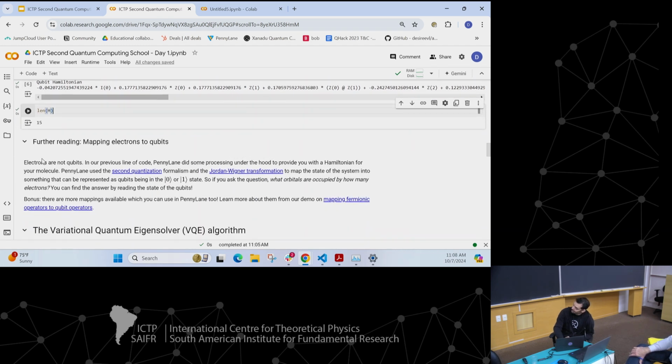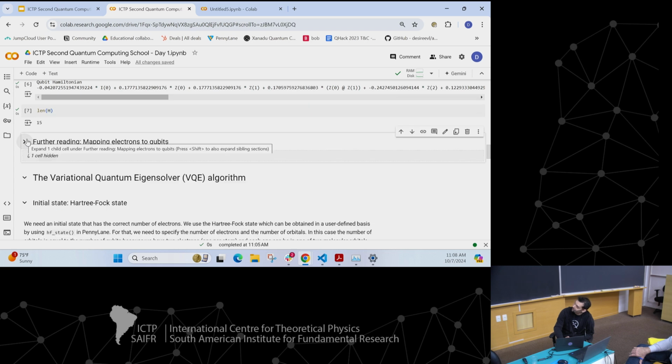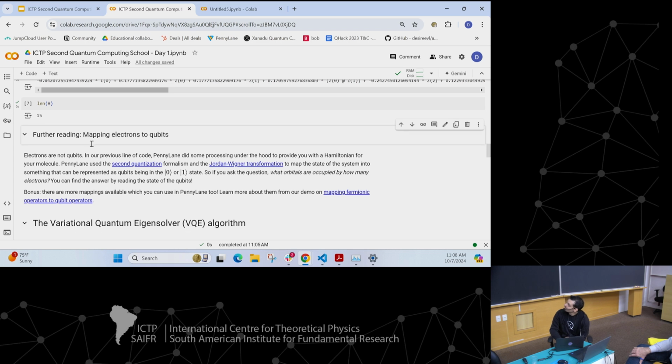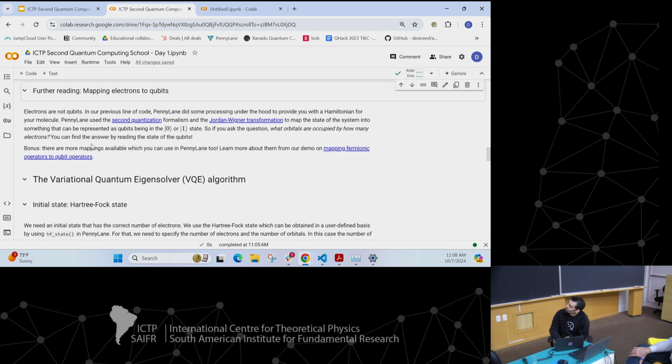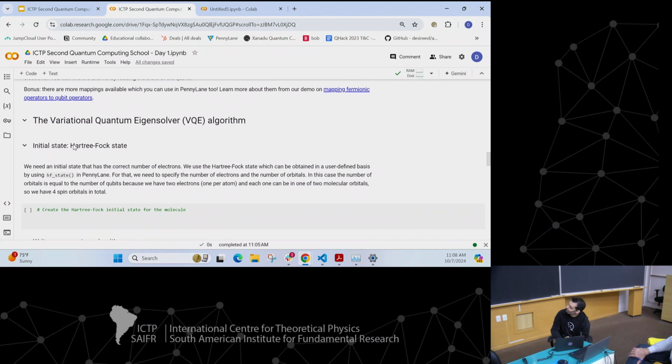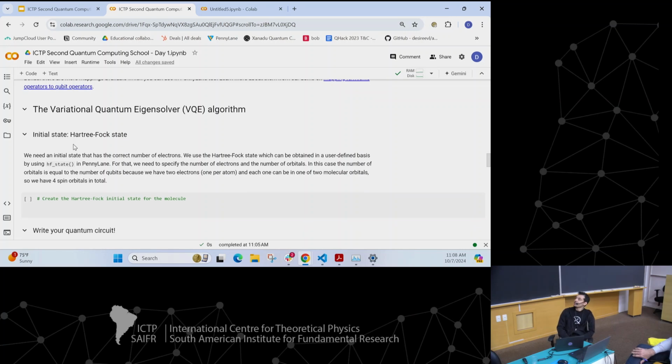Okay. There's some additional reading here for you if you're interested in learning more about the mapping from electrons to qubits. As I mentioned, we have a lot of educational material, so here we have a demonstration of how using other mappings, if you're interested in that. So we have the Hamiltonian describing our H2 molecule. We need our initial state, which I mentioned was this Hartree-Fock state.